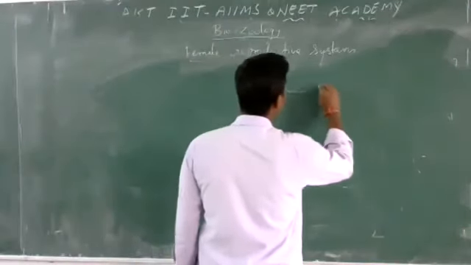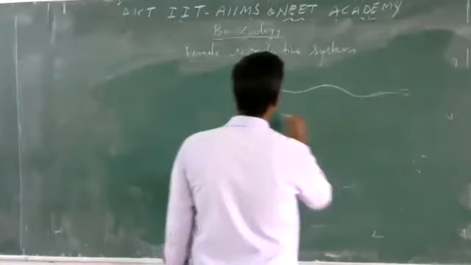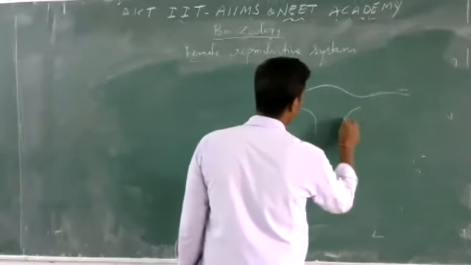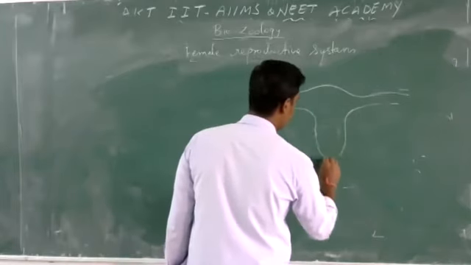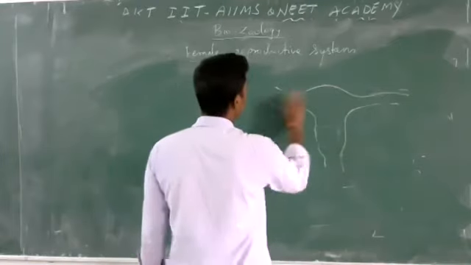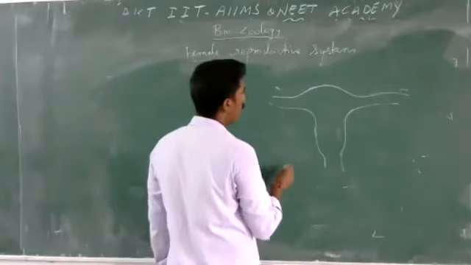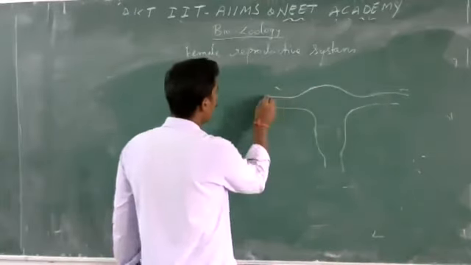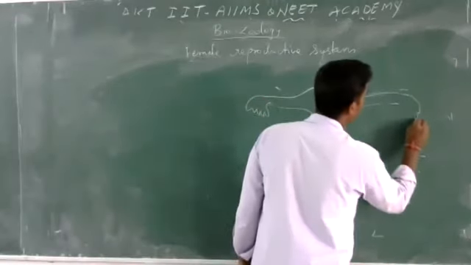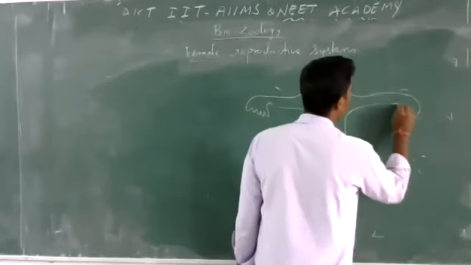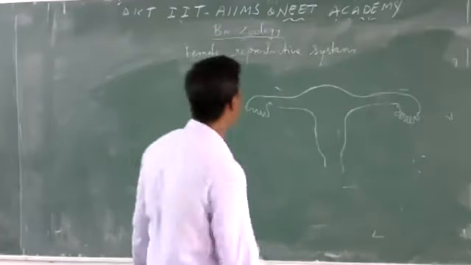Female reproductive system. This is the structure of the female reproductive system. You know that the female reproductive system consists of the ovary, oviducts, uterus, cervix and fallopian tube.